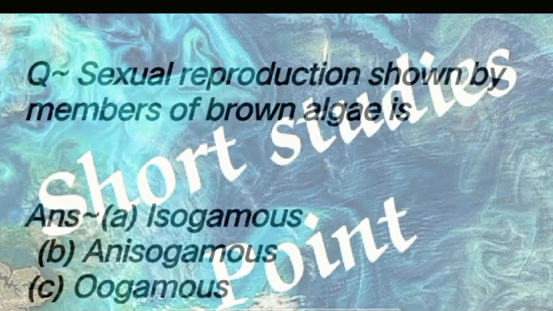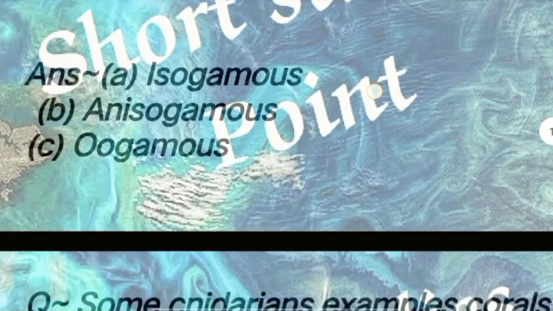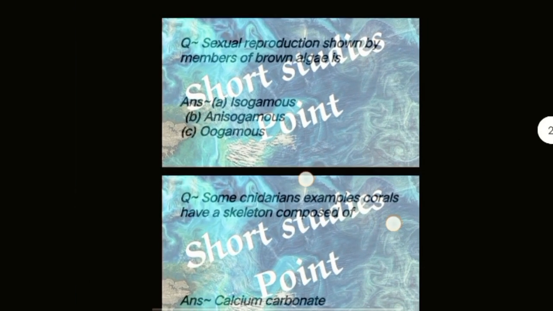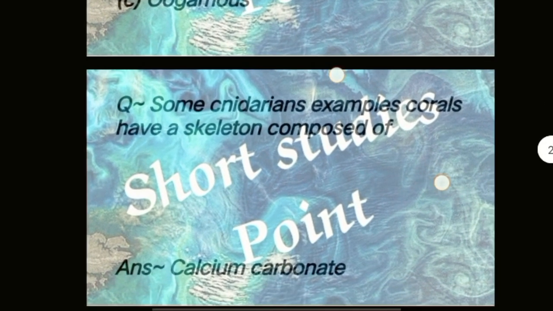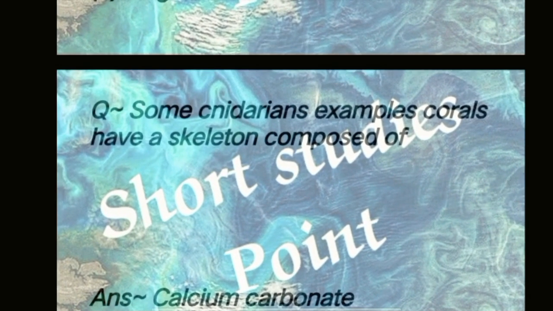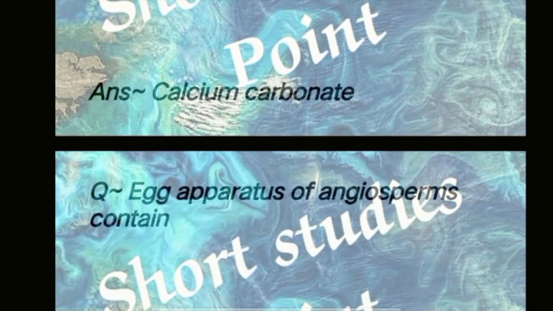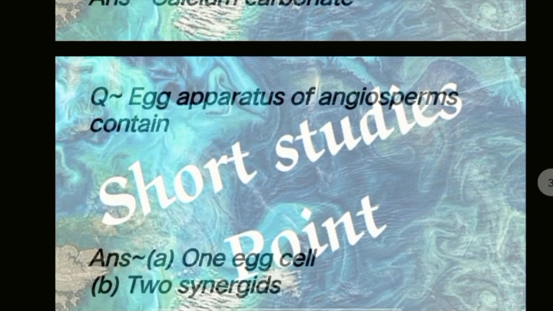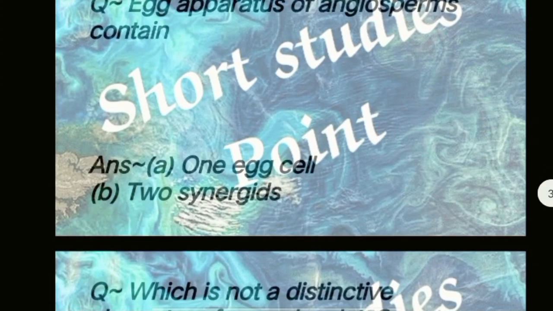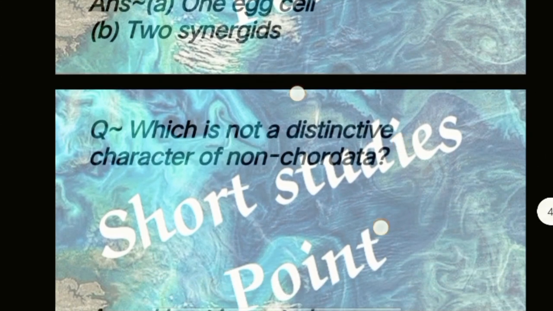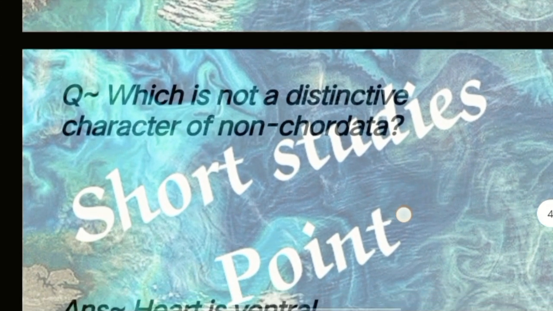Question: sexual reproduction shown by members of brown algae is? Answer: A. isogamous, B. anisogamous, and C. oogamous. Next question: some cnidarians, for example coral, have a skeleton composed of? Answer: calcium carbonate. Next question: egg apparatus of angiosperm contains? Answer: A. one egg cell and B. two synergids. Next question: which is not a distinctive character of non-chordata?